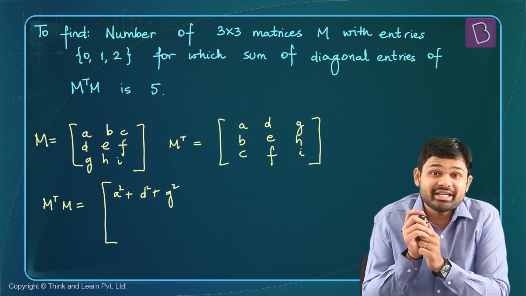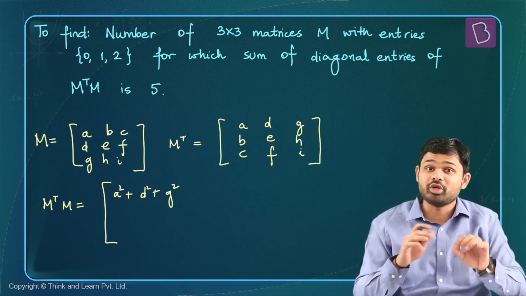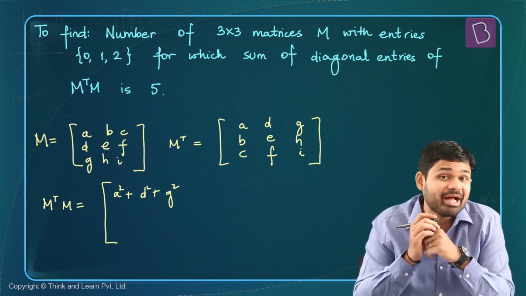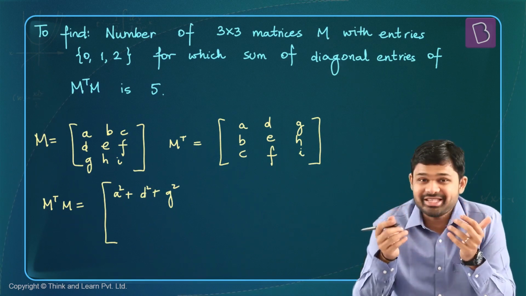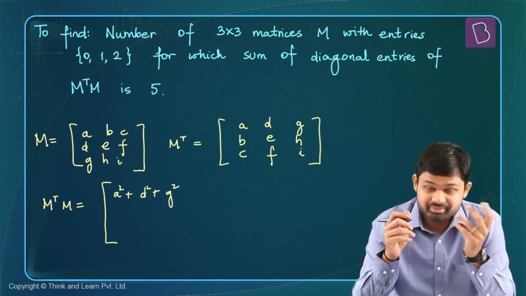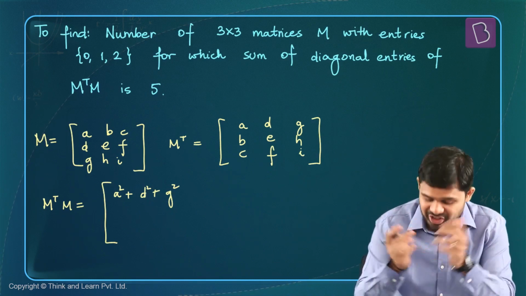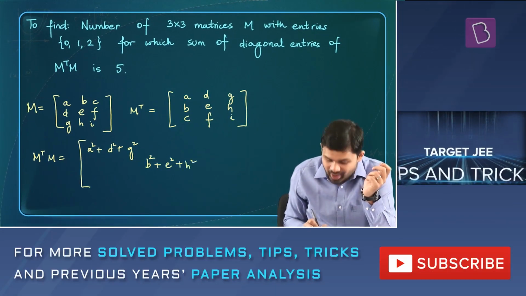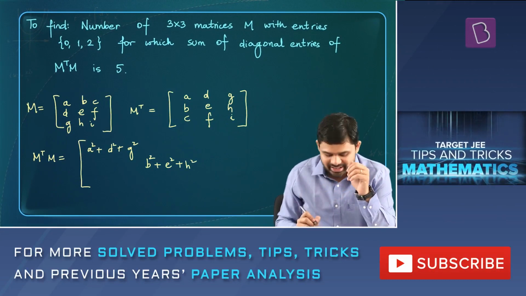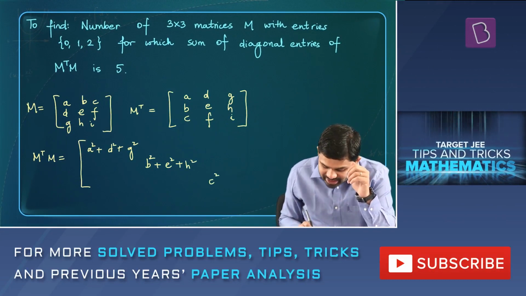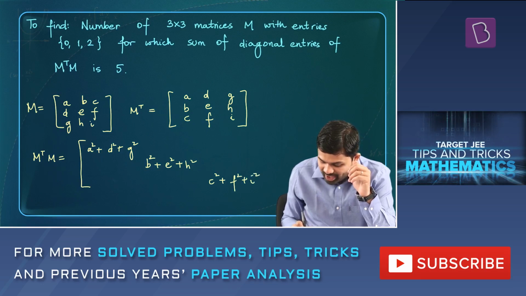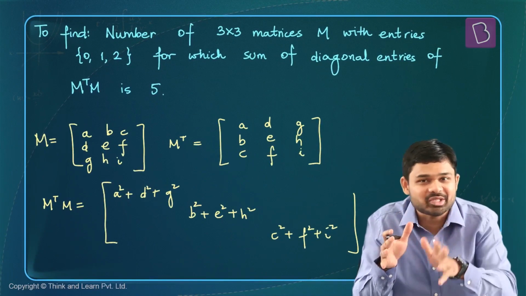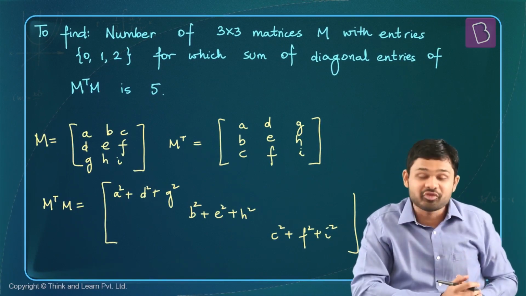The second diagonal element, the element in the second row, well, that is going to be the second row of M transpose multiplied with the second column of M. Well, the second row of M transpose is BEH. The second column of M is BEH. So the diagonal entry here is going to be B square plus E square plus H square. Similarly, the final diagonal element of M transpose M will be C square plus F square plus I square. So if you actually add all these things, what are you going to get? You're going to get the sum of the square of all the elements of M.